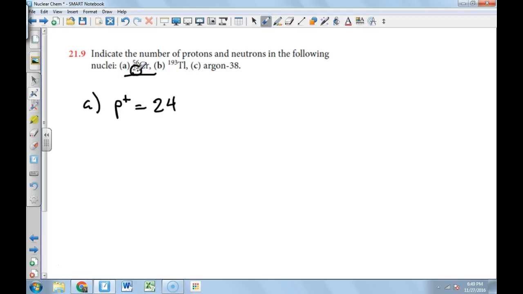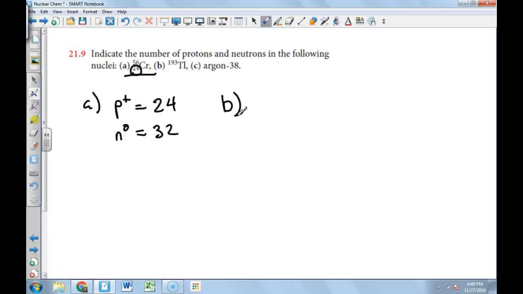And now we subtract, because the top number is the mass number, and so we take and subtract 24 from 56, and we get 32. Okay, and so that's the number of neutrons. We shouldn't look on the periodic table and use the atomic mass. Remember, that's the average atomic mass, and that's not the right number.